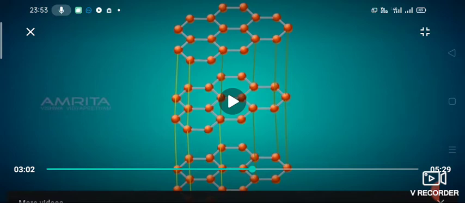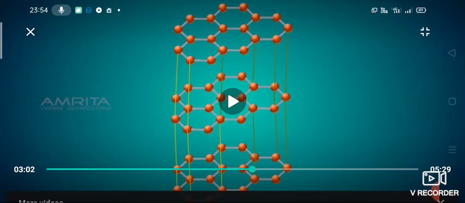So here the question is, why is graphite a good conductor? Why is graphite soft and slippery? It is soft and slippery because it forms a sheet-like structure. Each layer of carbon atoms is joined together through weak forces, which makes them slide over one another.